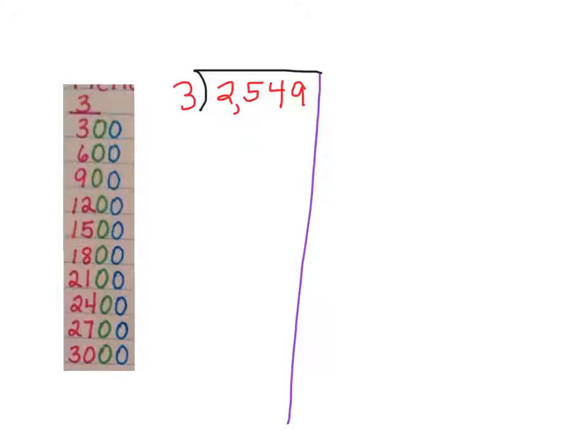1,200, that works. 1,500, 1,800, 2,100, 2,400, getting closer. 2,700, too far. I'm going to have to stick with 2,400. So I write that down below.